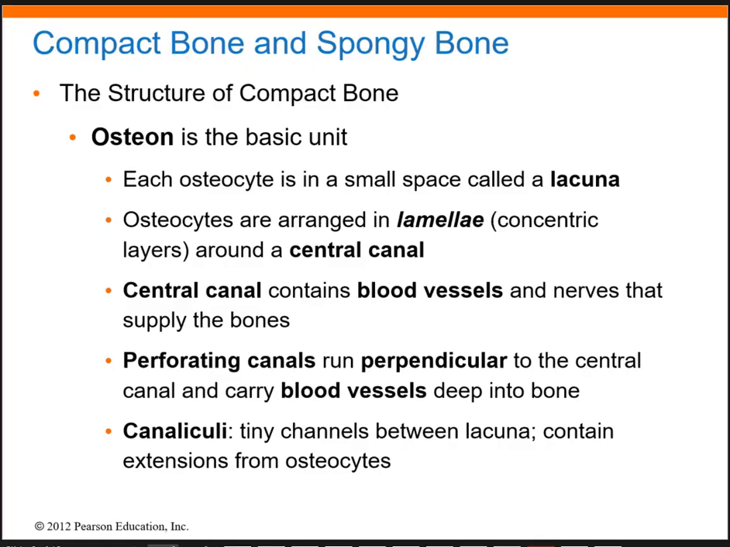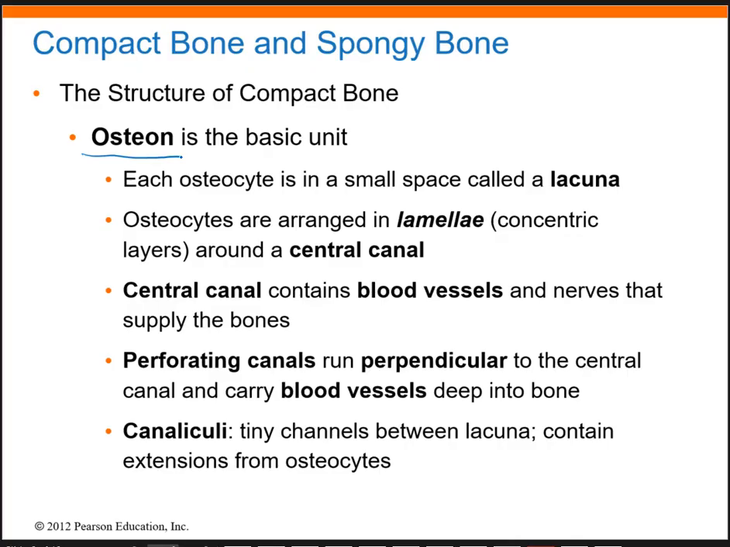We're going to look at the structure of compact bone. I'll go through and talk about it with you here on this slide, and then we'll look at the picture, and the picture is really helpful. The osteon is the basic unit of compact bone. So what that means is that if you were looking at an area of compact bone, it's made up of a bunch of osteons. It gets organized into these little osteons, and you see a bunch of them packed together to make the compact bone.